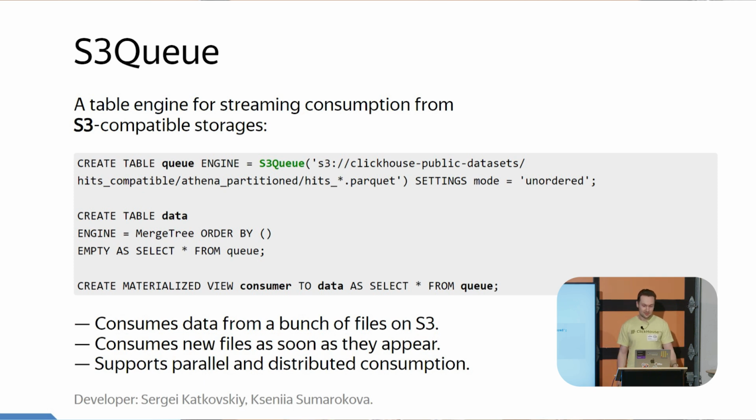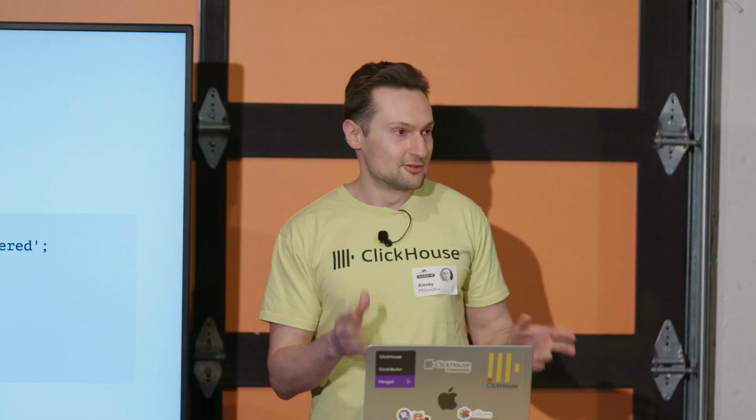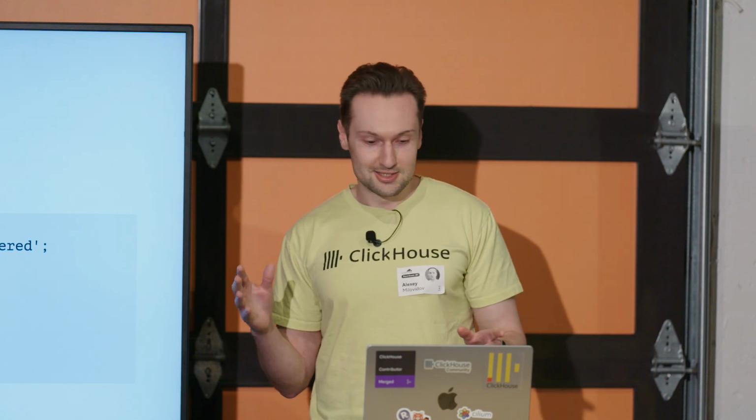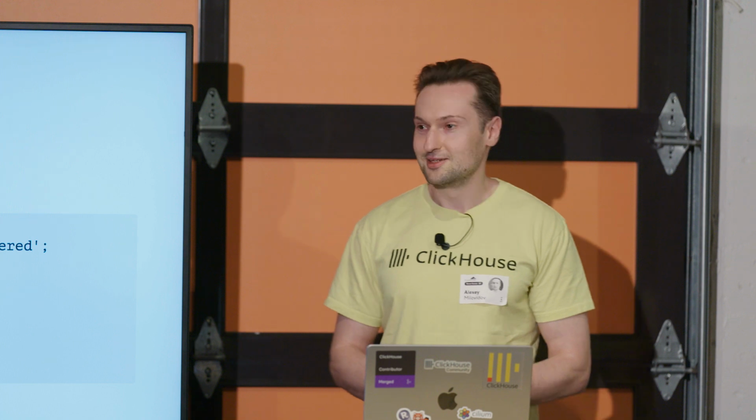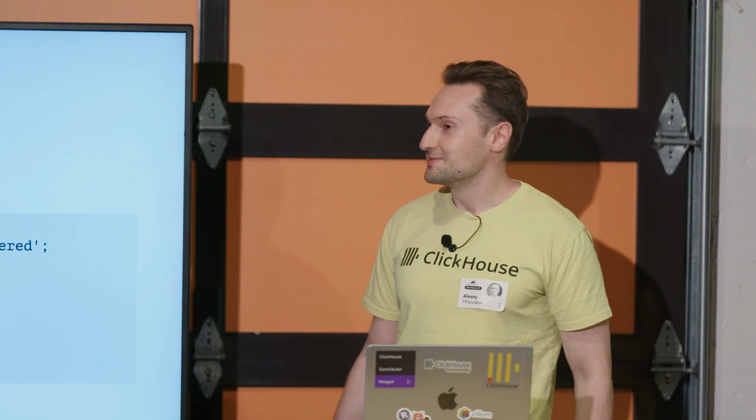Now it is easy. You create a table with type S3Queue. You create a destination table. And you create a materialized view. And after you create a materialized view, it will automatically subscribe to this bucket and import the data with this query. It looks similar to the existing Kafka table engine, but the difference is you don't need to use Kafka.